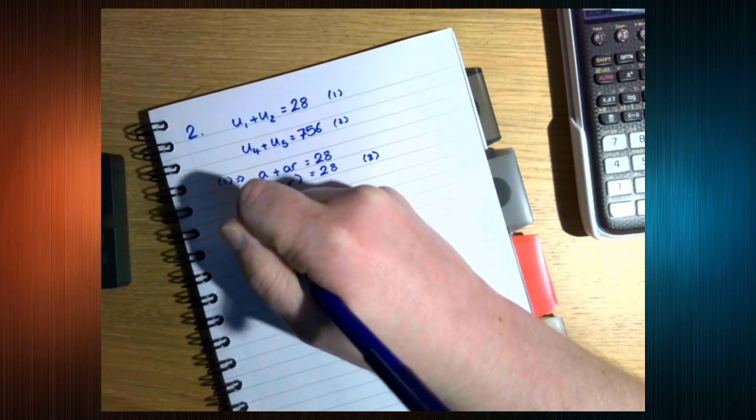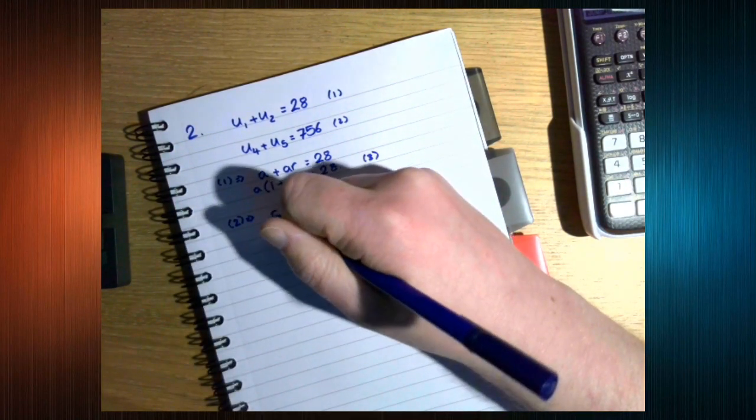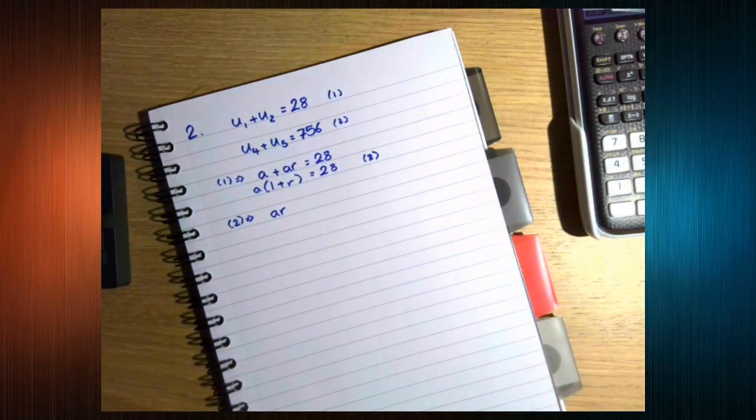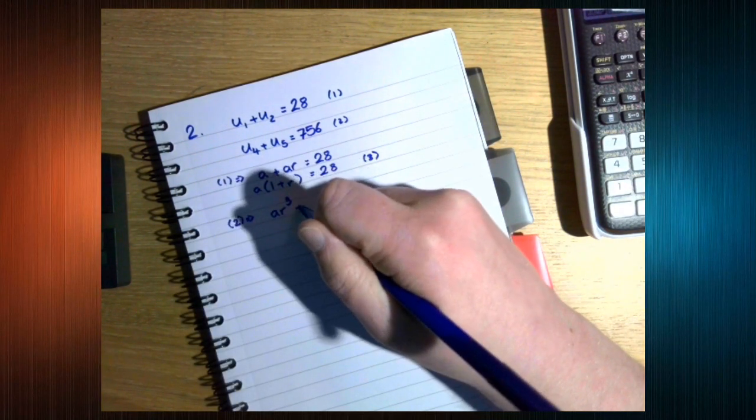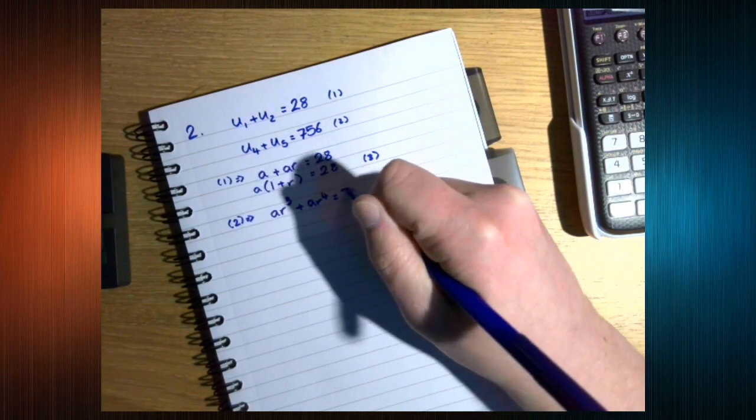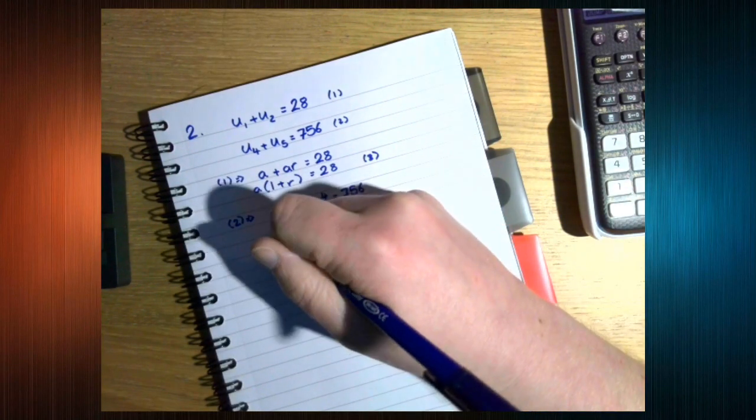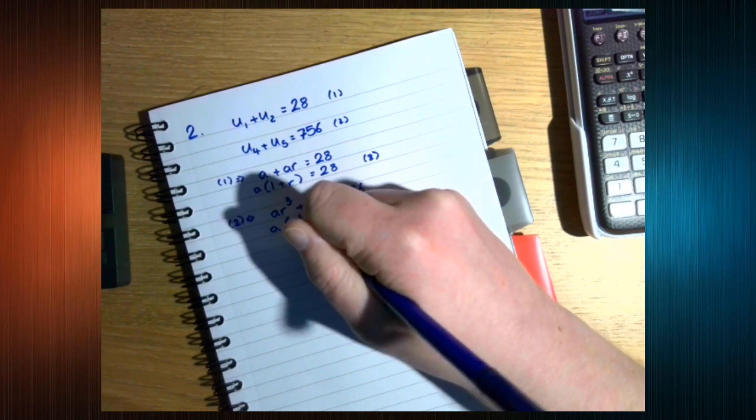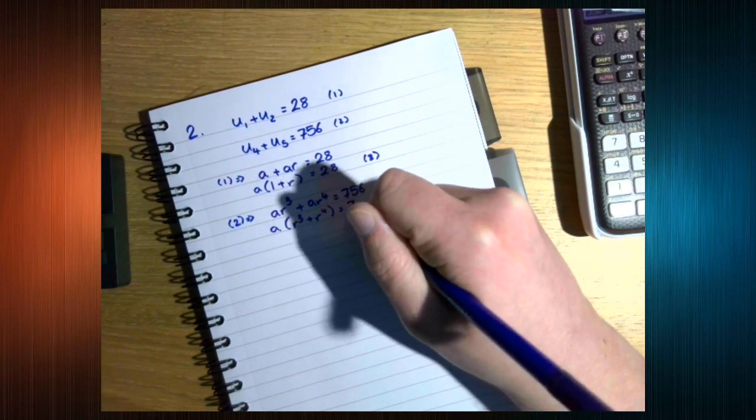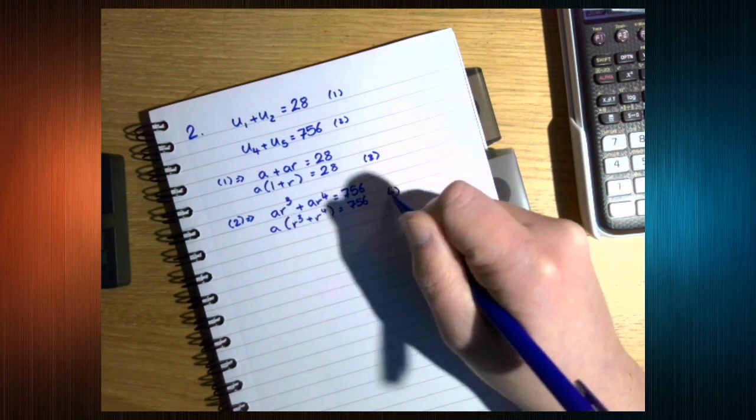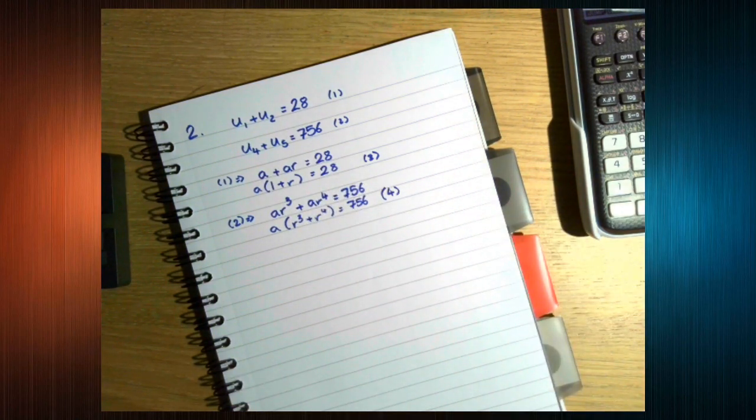Equation 2 tells us that AR cubed plus AR to the 4 is 756. So A times (R cubed plus R to the 4) is 756. Let's call this equation 4. Now, like when we were doing our proof, we can do simultaneous equations.